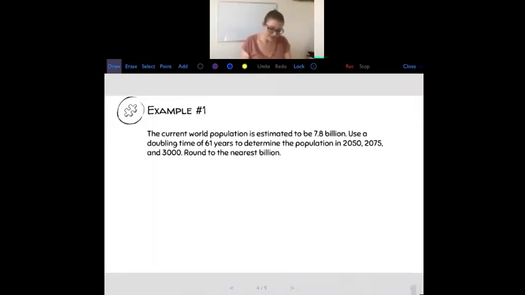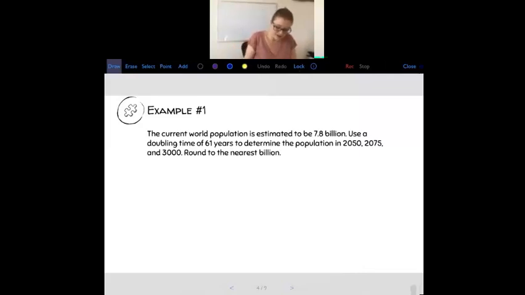So example 1, the current world population is estimated to be 7.8 billion. Use a doubling time of 61 years to determine the population in 2050, 2075, and year 3000. Round to the nearest billion. And what we'll do is we'll express our answers in billions.